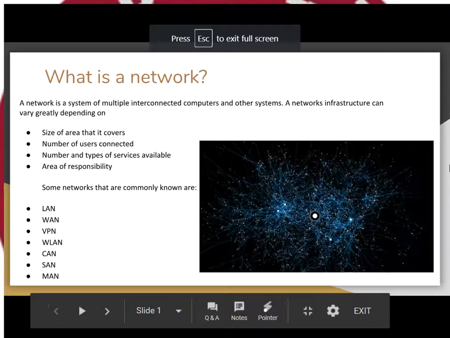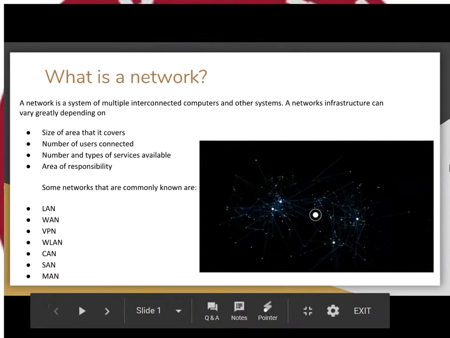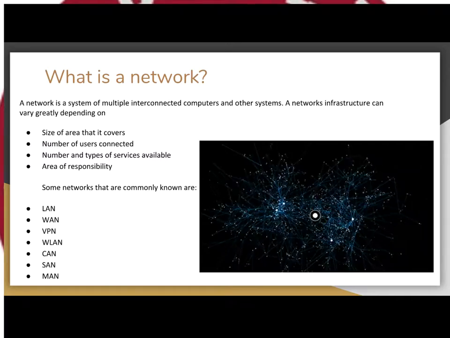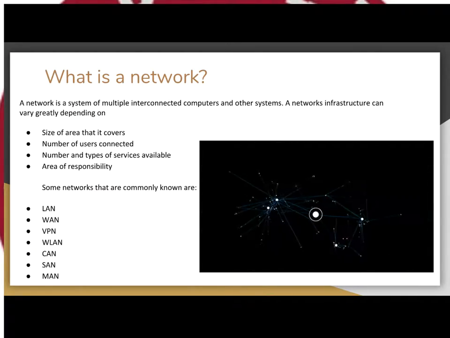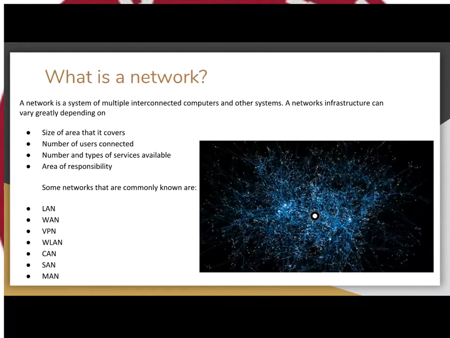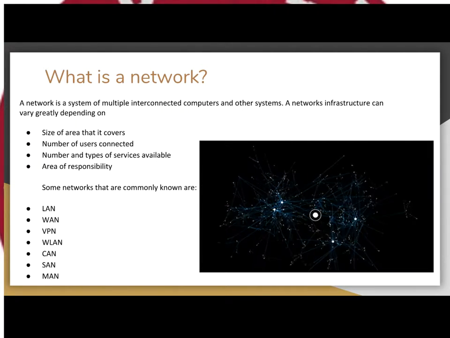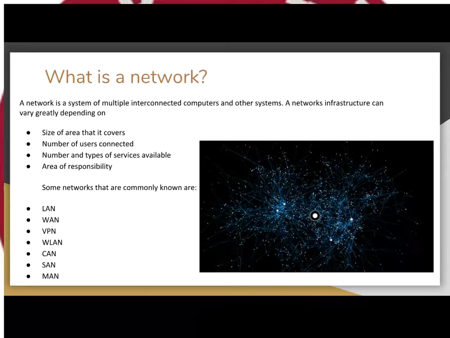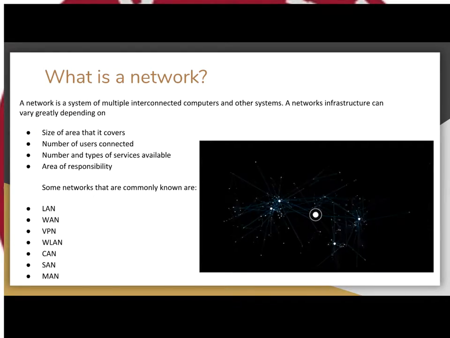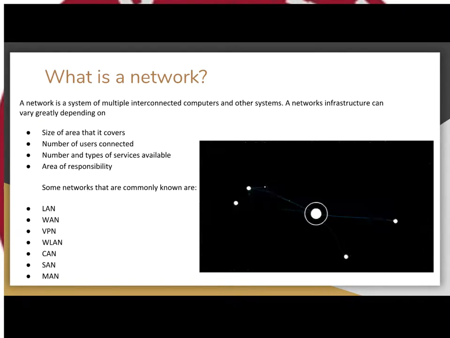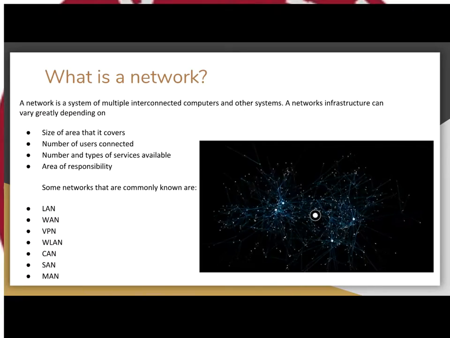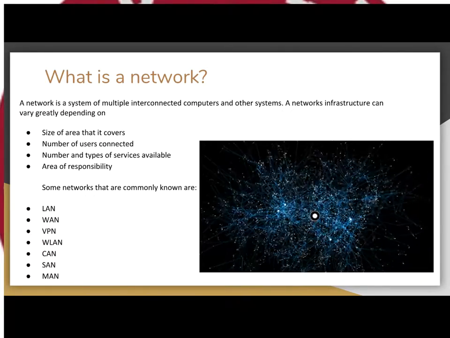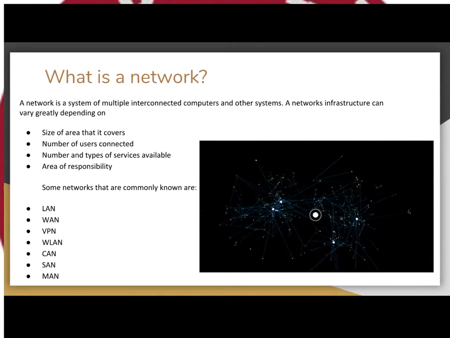All right. So before we can find out types of networks, we have to know what a network is first. Basically, a network is multiple interconnected devices that have an IP address or can connect to Wi-Fi, such as a computer, phone, your Samsung smart refrigerator. They all require an infrastructure that can vary greatly depending on the size of the area that it covers.